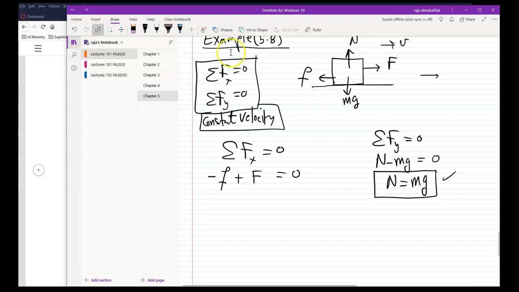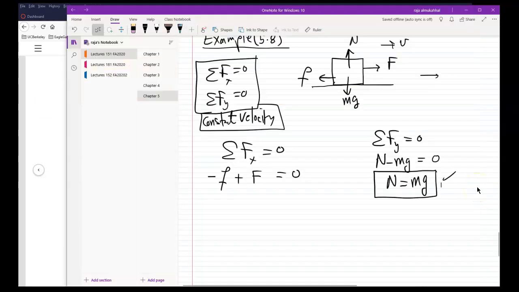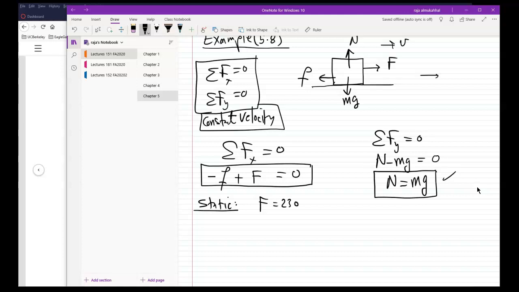Now, go back to the problem. He wants the coefficient of friction in a static and kinetic situation. Well, let's start with static. So here's my equation of motion. Let's start with the static situation, which means what? While you are trying to push it to get it to move, in this case, the force F is 230, and the friction is actually a static friction. Got it?